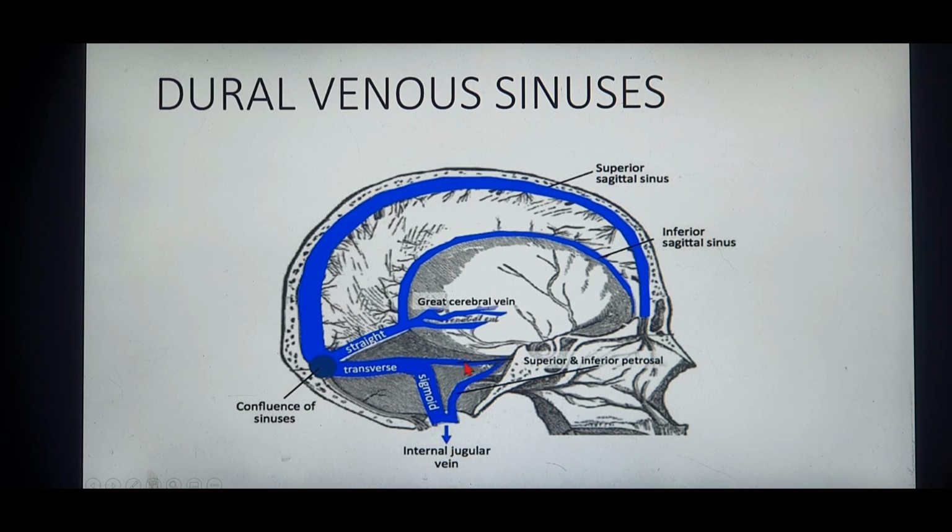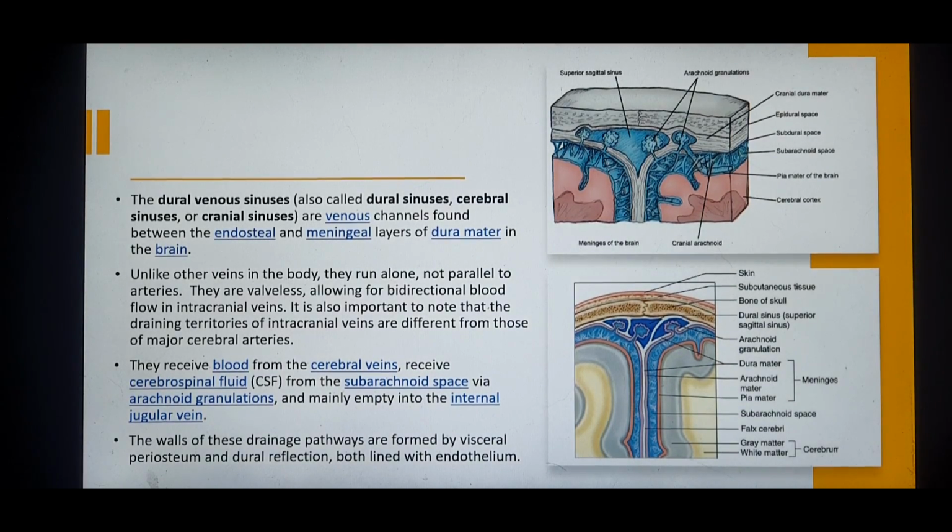Okay, now these superior and the inferior petrosal sinus, they come from the cavernous sinus, which is right over here along the sphenoid sinus lateral wall. So this is the basic communication of the dural venous sinuses, which you always have to remember. Okay, now moving on to the anatomy in short, very short.